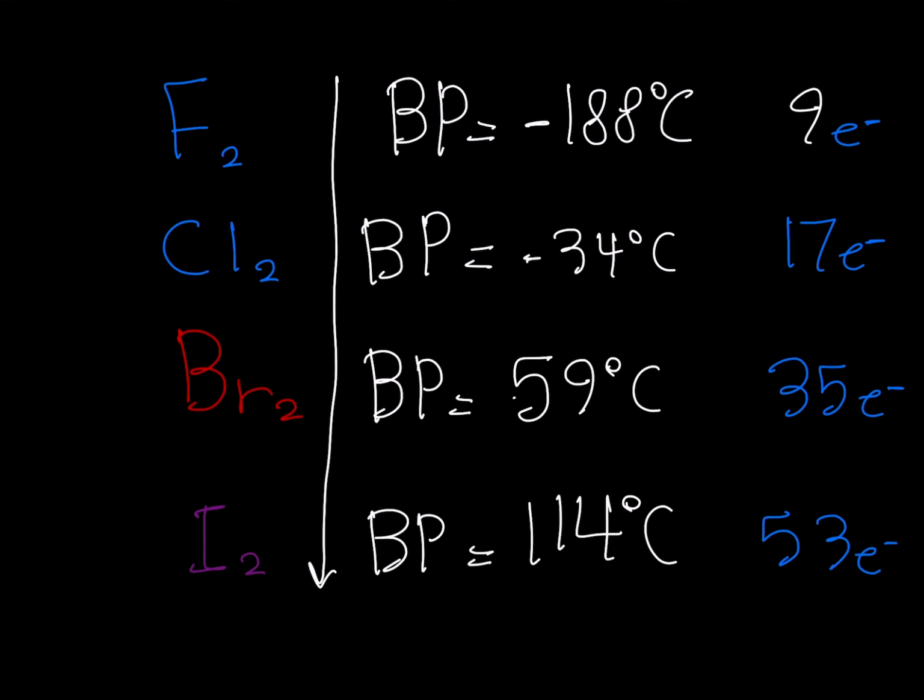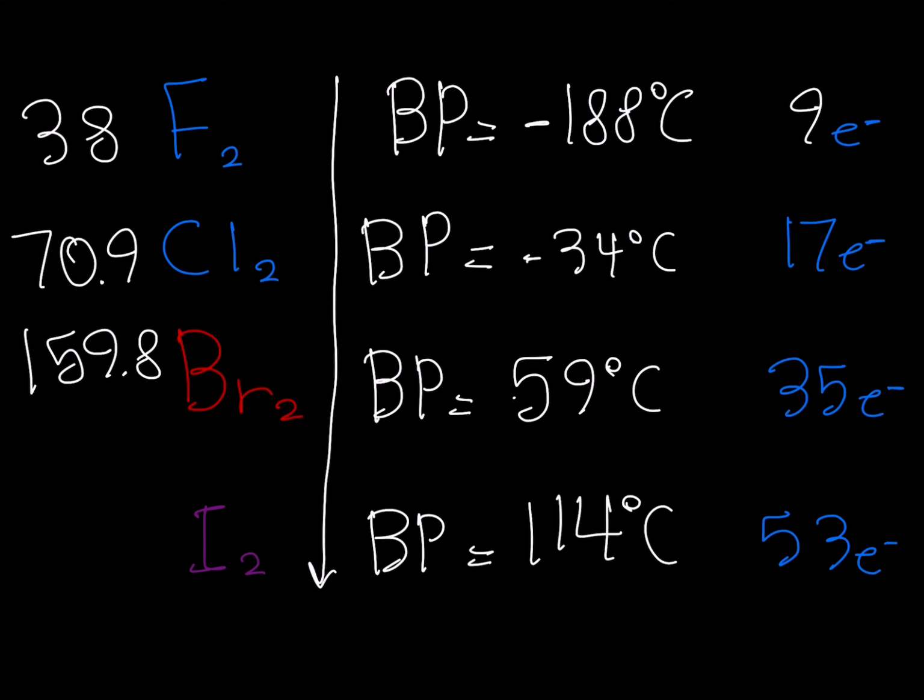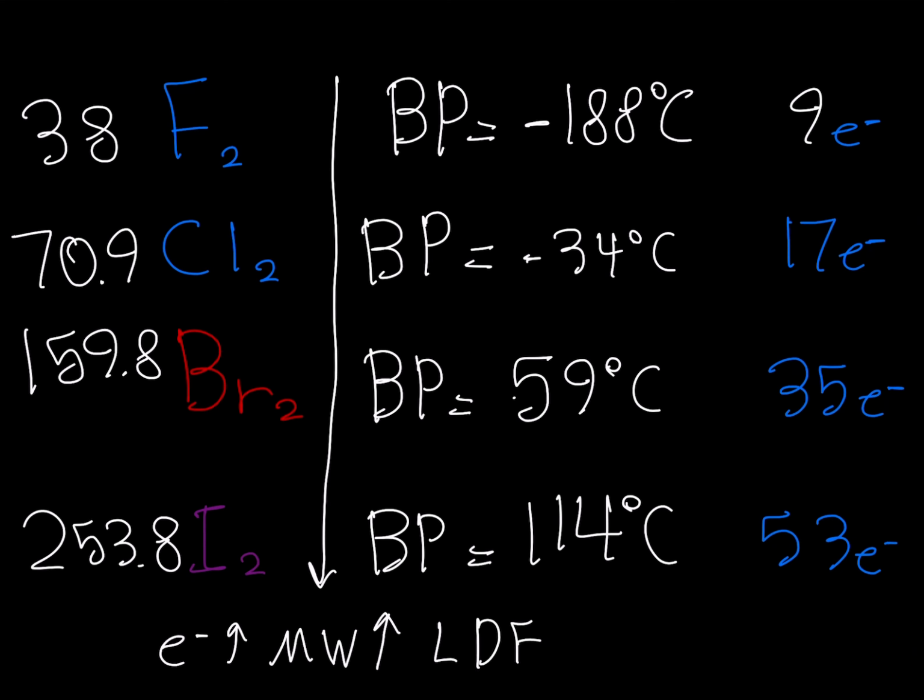So I'm going to write the molar mass of these on the left side. For fluorine, it's going to be 38. Chlorine is 70.9, 159.8 for bromine, and then 253.8 for iodine. So you need to understand this relationship right here, which is the more electrons there are, the more molar mass or weight there is. The London dispersion forces are going to be stronger, and therefore the boiling point is going to be higher.